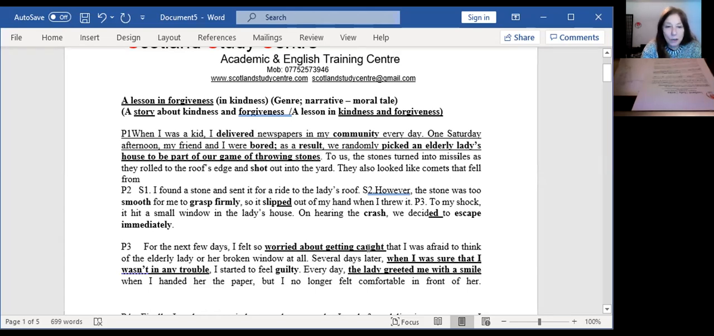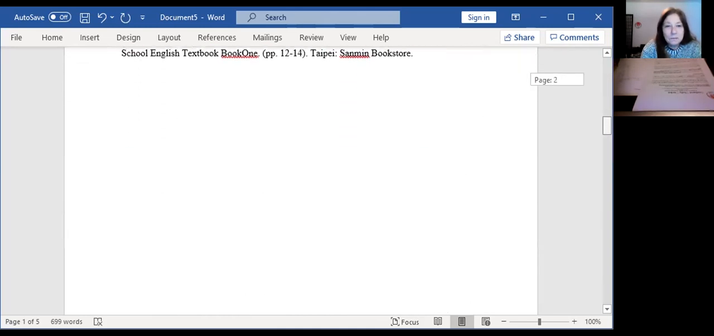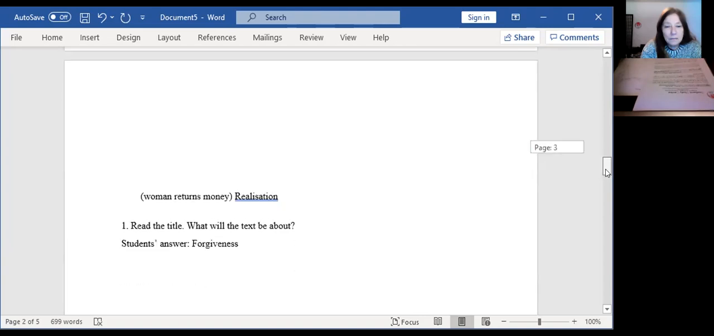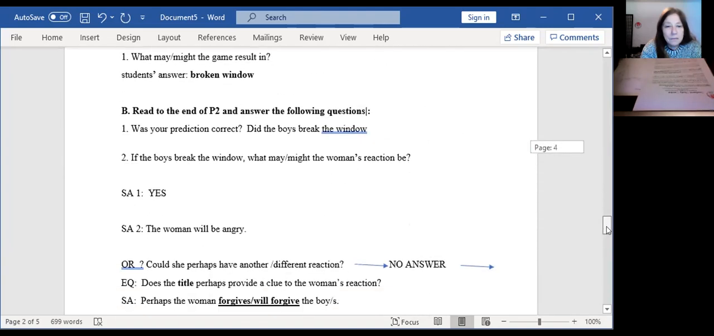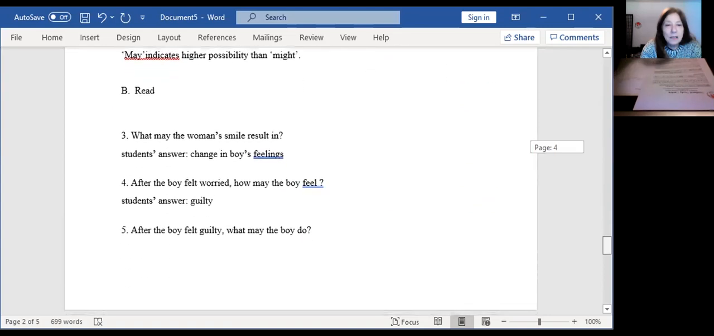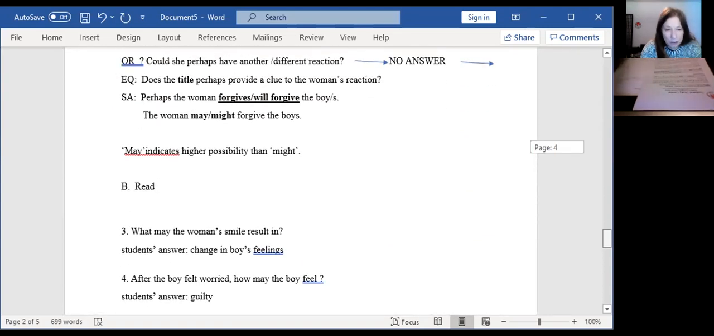So what questions could you ask about paragraph 3 then? You want to pick up on this idea of, was the woman angry? Do we know, what's her reaction? And also maybe the boy's reaction. So what would you ask? What might the boy feel if, yeah, or how might the boy feel? How?